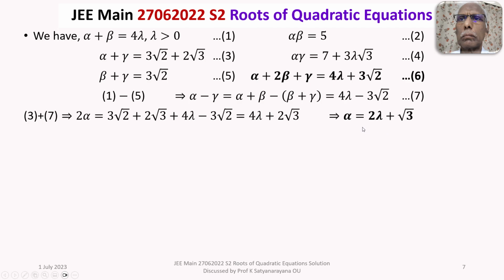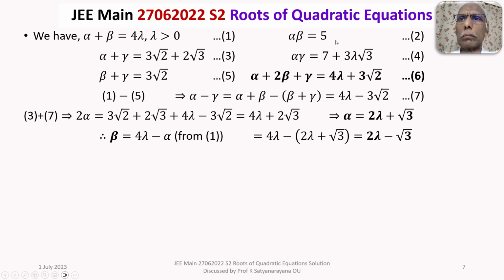Alpha value we got. So, go to equation 1 and obtain the value of beta in terms of lambda. So, beta is equal to, from equation 1, 4 lambda minus alpha, that is 4 lambda minus 2 lambda plus root 3, and that is 2 lambda minus root 3. So, we got alpha in terms of lambda, beta in terms of lambda, and take equation 2, alpha beta is equal to 5, and substitute alpha and beta, then you will get the value of lambda.